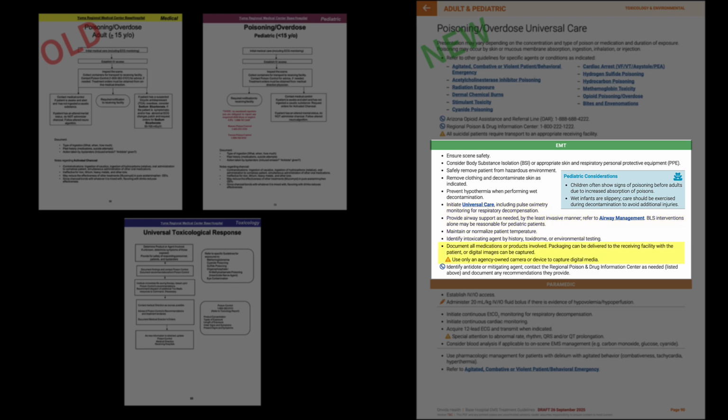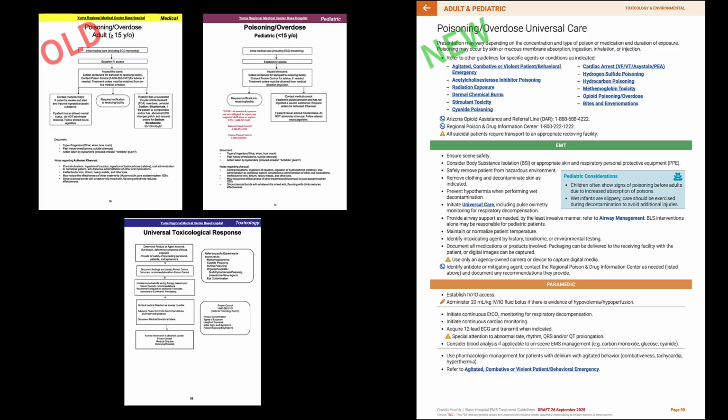Document and collect any medications or toxic products involved. Bring the containers with you or take pictures. With all digital imaging, make sure you're only using an agency-owned device. This instruction builds on the YRMC guidance to collect containers and document exposures, but adds a privacy safeguard regarding image capture. The guideline also reinforces identifying the intoxicating agent based on history, toxidrome, or environmental context. This language gives EMTs a framework when the substance isn't immediately known.